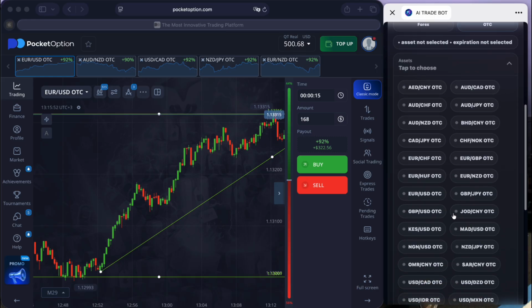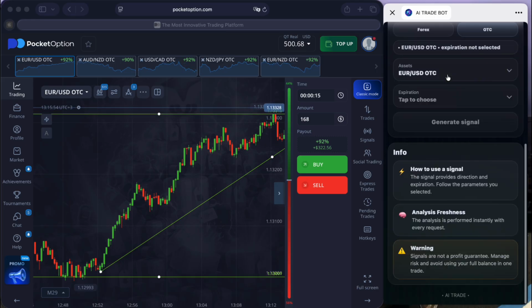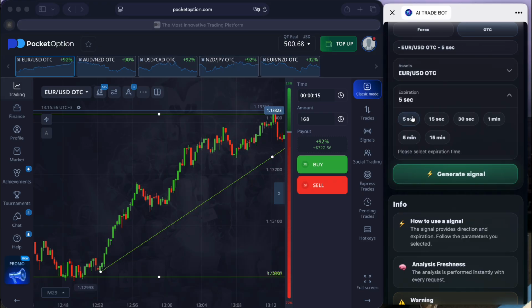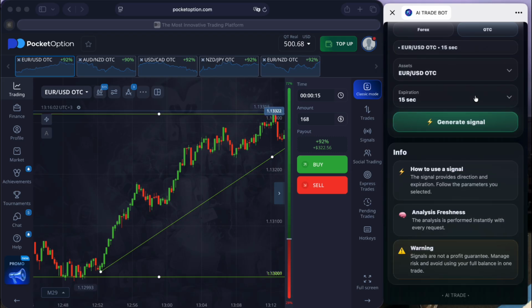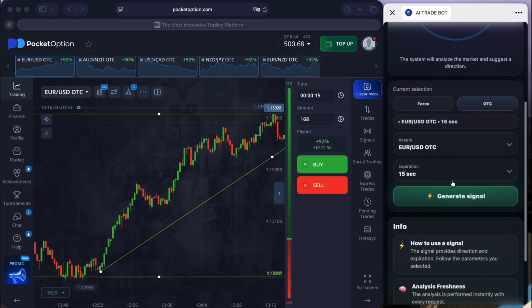Euro-dollar is up on our screens. We've already done a quick technical analysis on it. I'm setting the expiration time to 15 seconds. A video about the 5-second and 1-minute time frames will also come a bit later. Now let's hit signal generation together and wait for this bot's analysis.